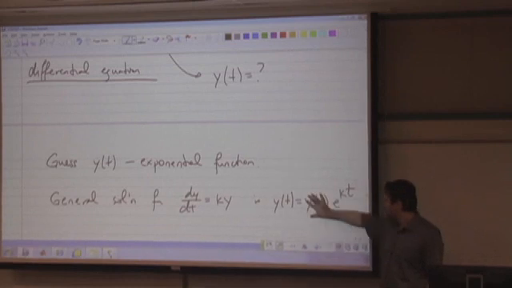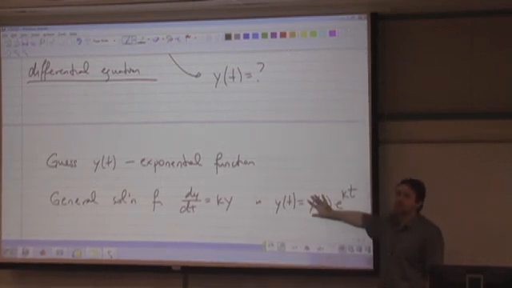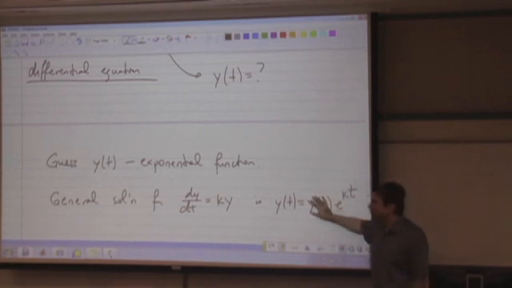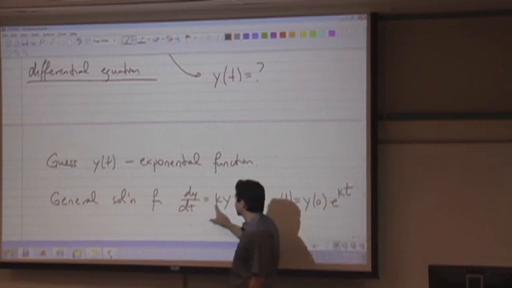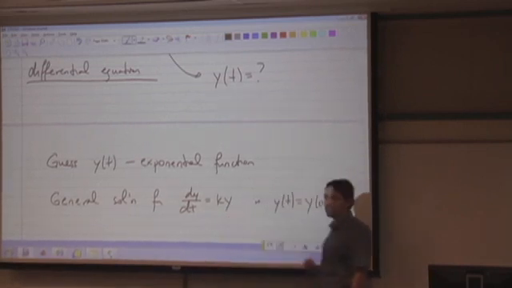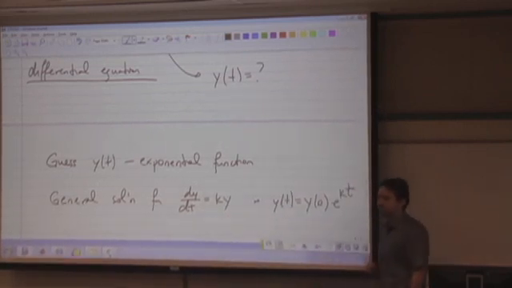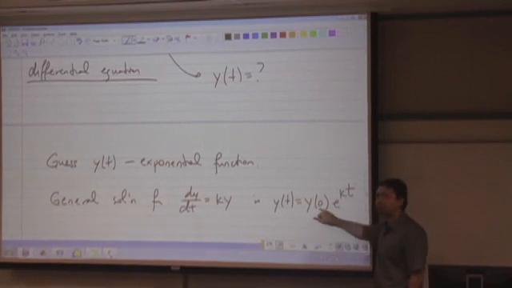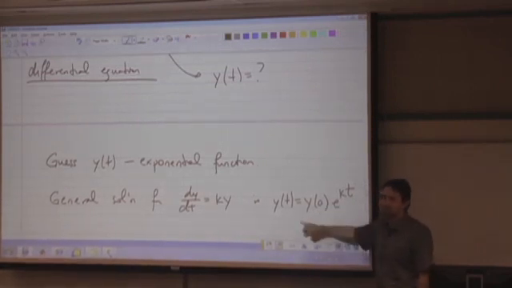Does this make sense? If you forget about the y of 0 for a second, think about the derivative of e to the kt. It'll just be e to the kt times k, right? Which means the derivative will just be k times your function. y of 0 just takes into account your initial population.